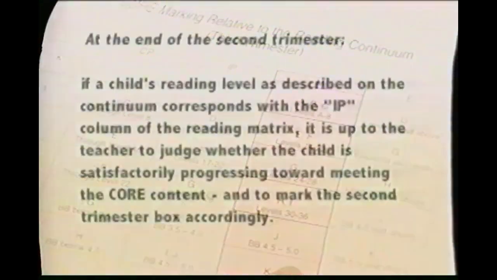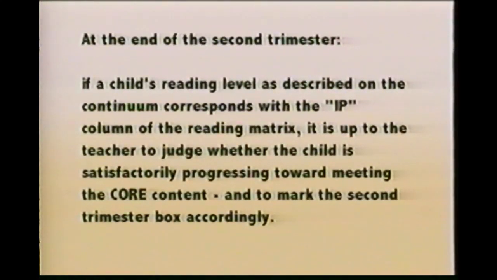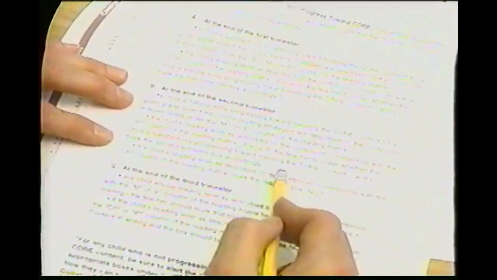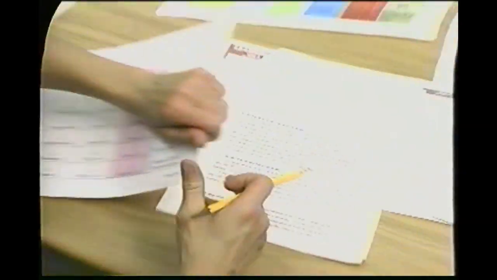No problem. If a child's reading level as described on the continuum corresponds with the IP column of the reading matrix, it is up to the teacher to judge whether the child is satisfactorily progressing toward meeting the core content and to mark the second trimester box accordingly. So this is really your judgment call.